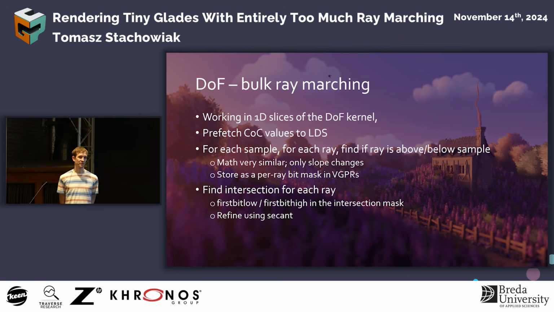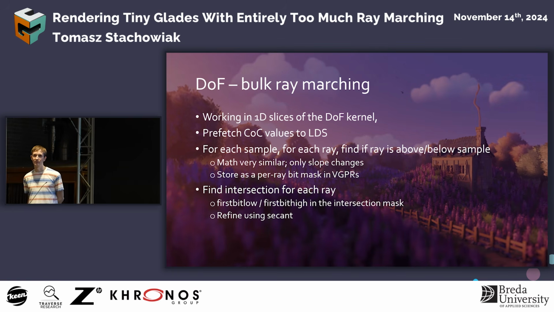So what we do in the shader is work in those 1D radial slices of the kernel. We prefetch all of the COC/depth values, or deep depth values if that's what you work with, into local data share, and then we calculate all the intersections. So for each of the rays and each of the slopes, we essentially find O(n times m) intersections. The math ends up being very similar because within a single slice it's just the slope of the ray changing. So it's just a little bit of extra division per intersection.